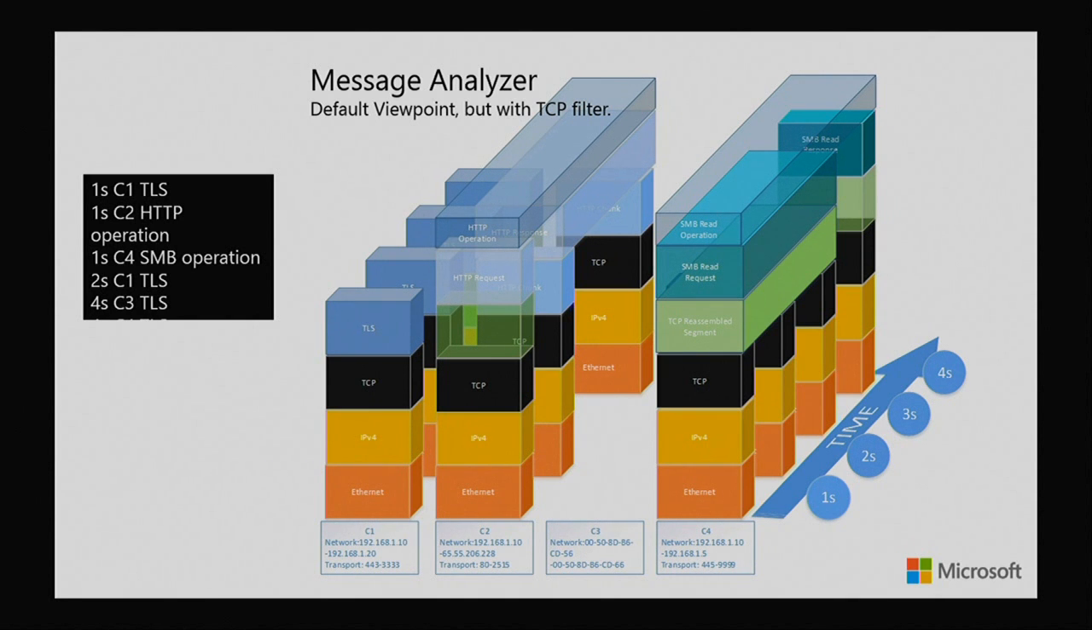So filtering on TCP works, but it doesn't only show the TCP messages. It still parses up to the top. And we call this the top. When we have the top-level parser, or top-level protocol, that's what we're just talking about.